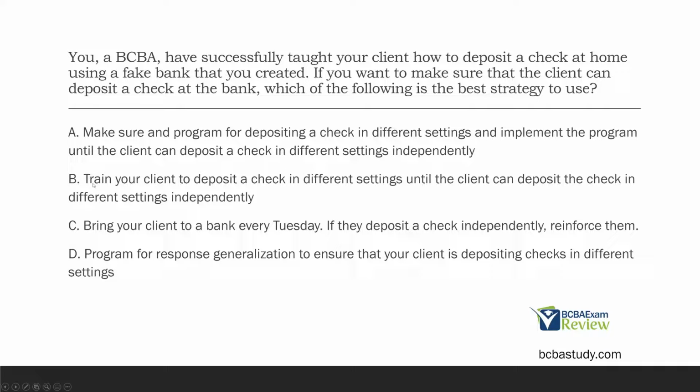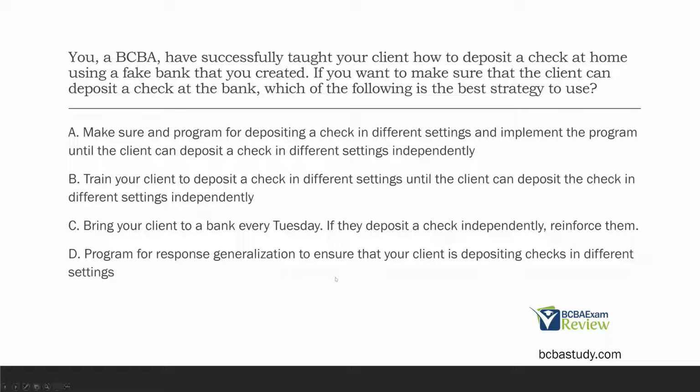Well, if we look at B, train your client to deposit a check in different settings until the client can deposit the check in different settings independently. Now we are actively going into different settings and training them in different settings, just like we were in this home setting. A, we're just programming for generalization, right? We're using strategies. B, we're actually going into this bank and teaching them how to deposit a check. If you have the time and resources, B is always going to be better than just programming for it. B, you're actually training in the environment you want them to be able to produce the behavior. B is just stronger than A.